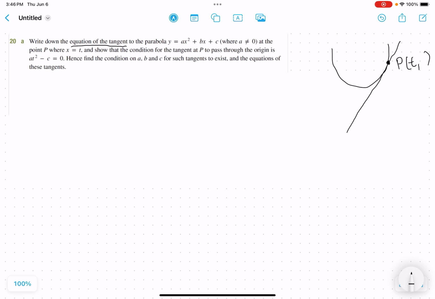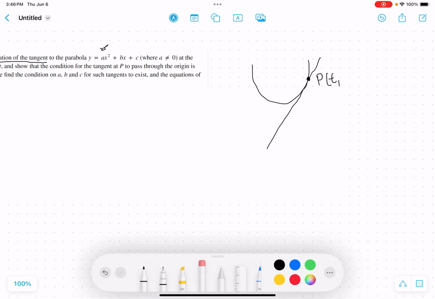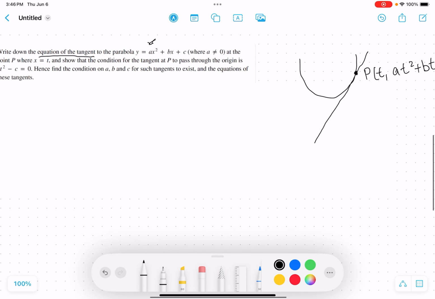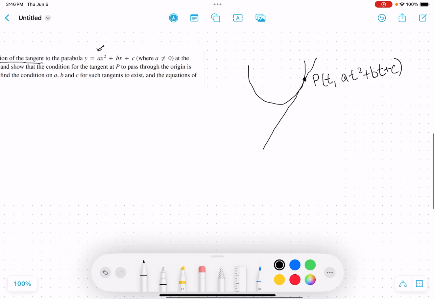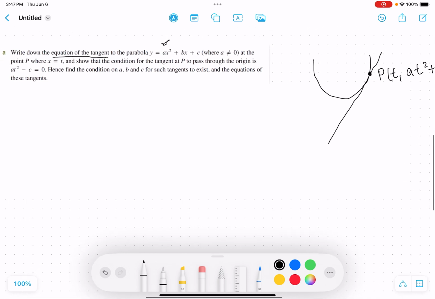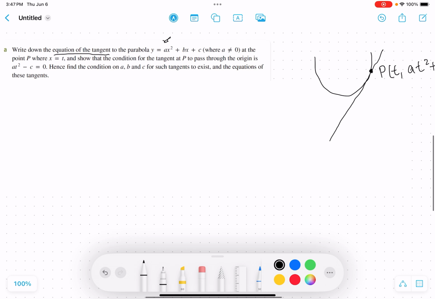Of course, when I put t into here, if I move it across a bit, I can write the y in there as well. When I sub t in, I get at squared plus bt plus c for my y value of that point. So we're writing down the equation of the tangent to that parabola and then doing something else to it.